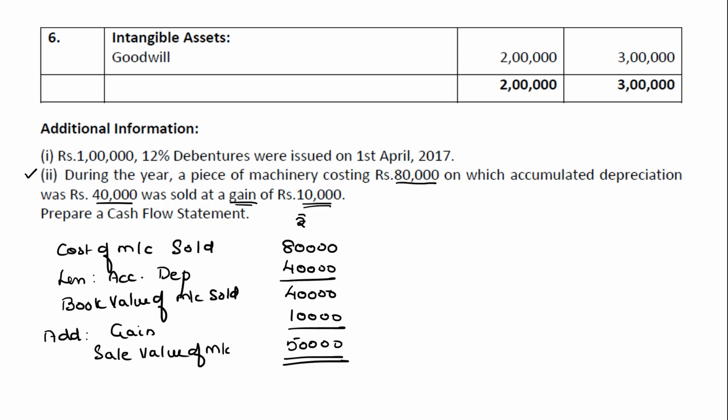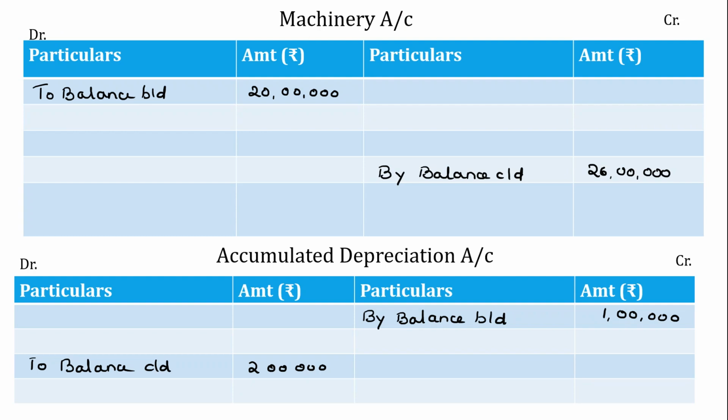Now this information let us incorporate in the account. So machinery has been sold. The accumulated depreciation is 40,000. So this 1 lakh includes that 40,000 which has to be removed because that machinery is sold. It's no longer there, so it should not be there in this. So we put it on the opposite side. We will transfer it to machinery account, 40,000, and that would come here by accumulated depreciation account. So we put it here, 40,000.